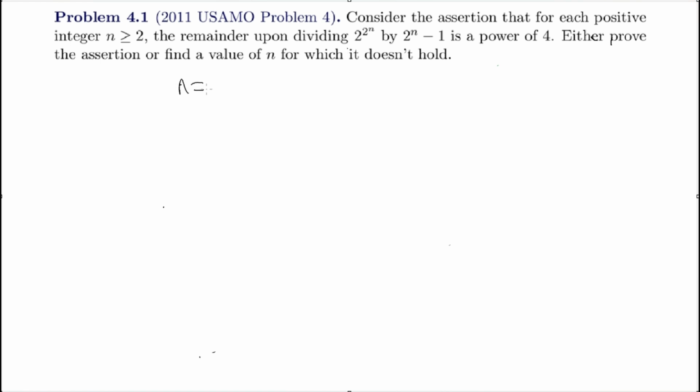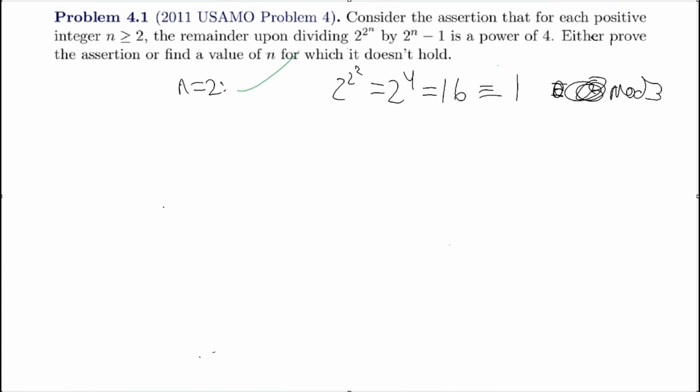So n equals 2, we have 2 to the 2 to the 2, which is 2 to the 4th, which is 16. And then we want to take the remainder when we divide it by 3. In other words, 16 is equivalent to something mod 3. And that something is 1. And 1 is a power of 4, which works.